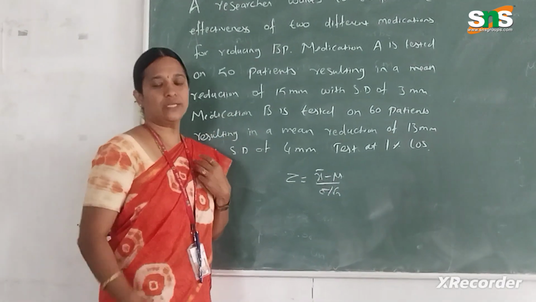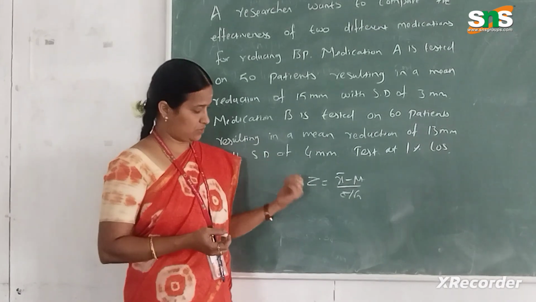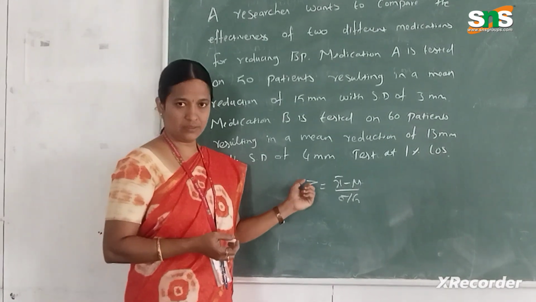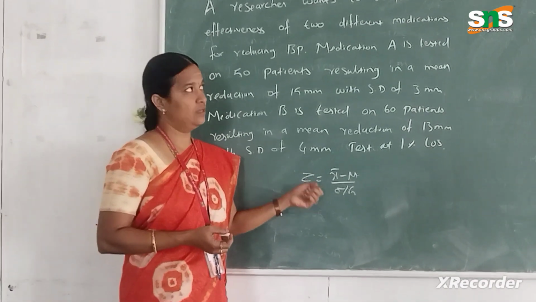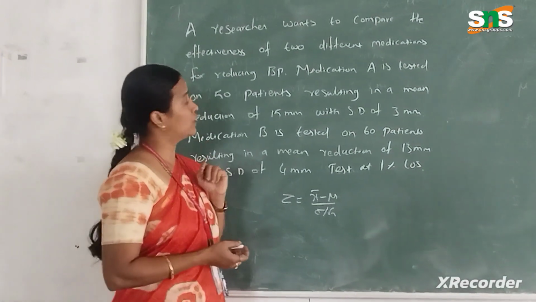Today also we are going to discuss a problem on difference of means. So this is type 2. Yesterday's class was type 1, that is single mean with standard deviation given. So today this is a type 2 problem, that is difference of means. So look at the problem.